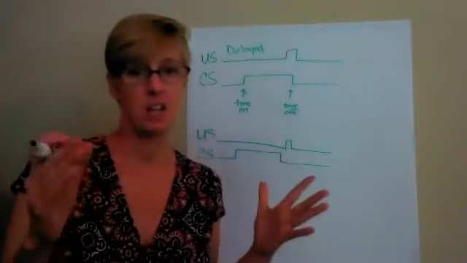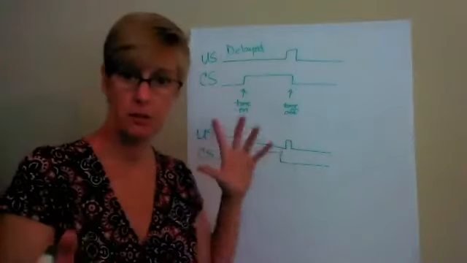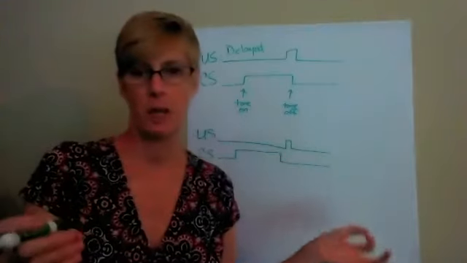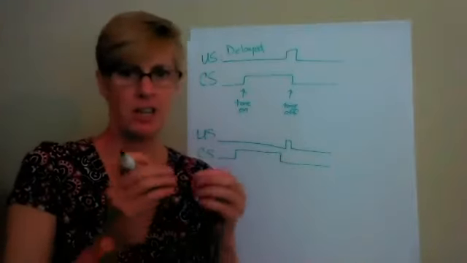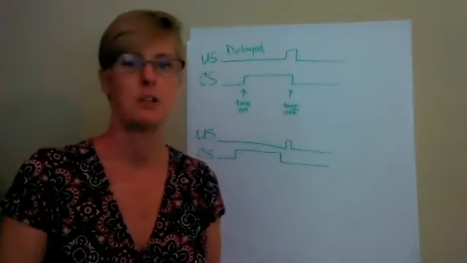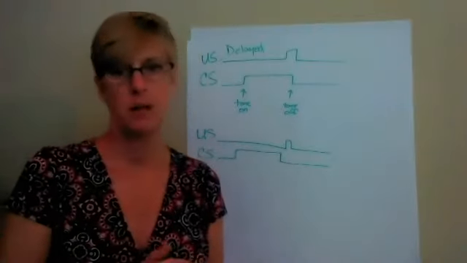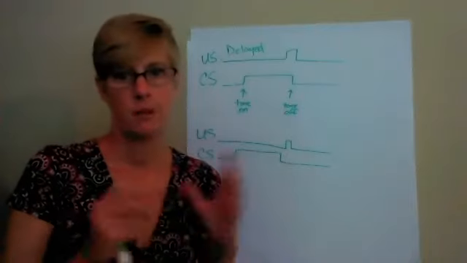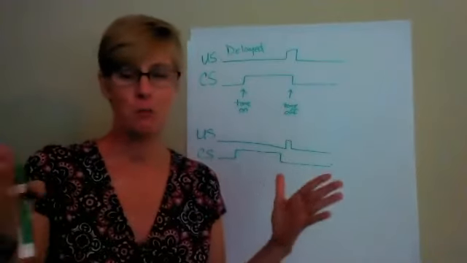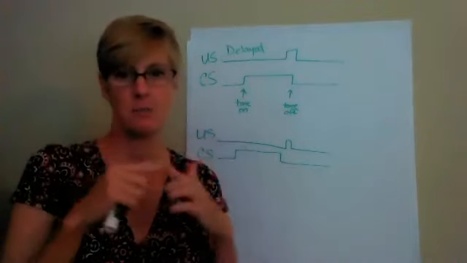As the gap between the CS and the US gets very long, learning is going to start to fall off. The association's going to be harder to make. Rats and pigeons, you get a bit of a gap, and it gets harder for them to make an association. Think about this. If you played a tone and then waited to give the dog a treat, the longer you wait, the harder it is to make the connection.